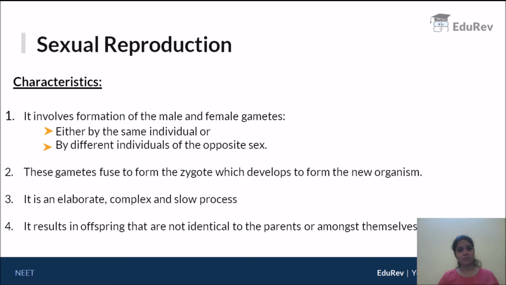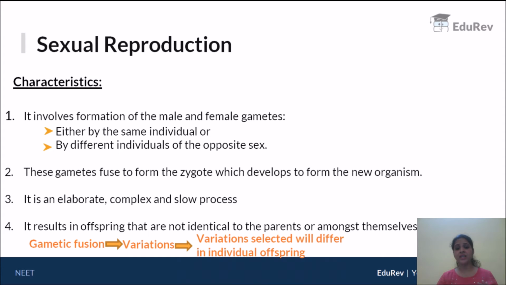Now, why does this particular occurrence take place? In sexual reproduction, when gametes fuse, the male gamete from the father and the female gamete from the mother, when they fuse together, a lot of variations are induced in that particular zygote. Let's say the zygote that gives rise to the first sibling and the zygote that gives rise to the second sibling have a variety of different variations. So the variation selected will be different for different individuals. Now, why does this occur?